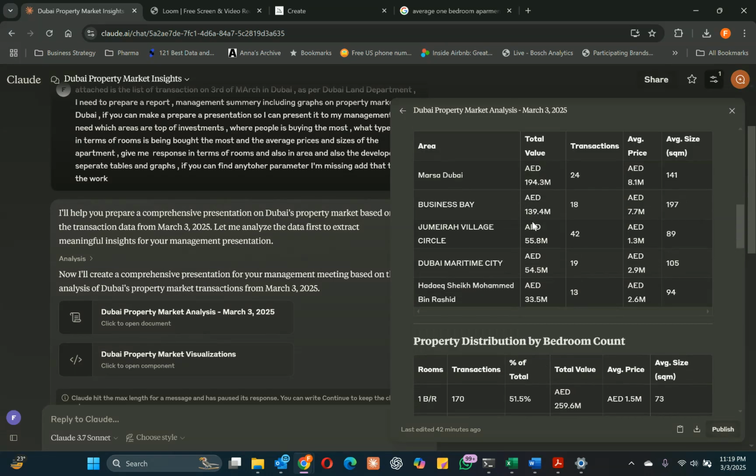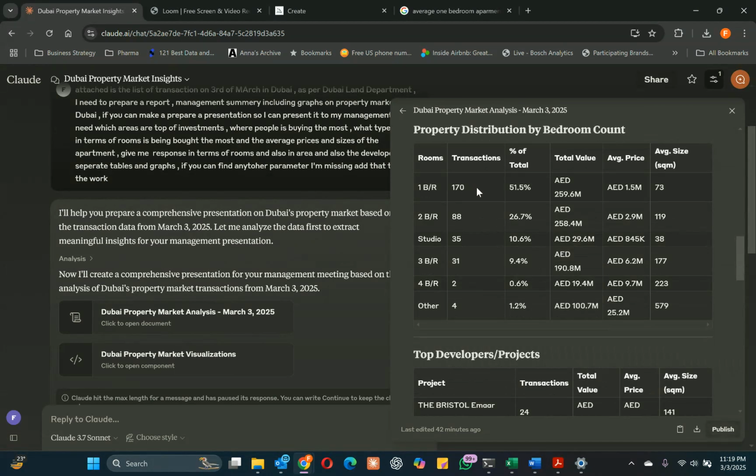I don't know which buildings are coming. Jumeirah Village 55.8, Dubai Maritime 54.4, and it went that way. If you look at the bedroom counts, one bedroom dominated, as it already said, 51.5%, and the total transaction value is 259.6 million dirham. An average price of about 1.5 million dirham. Average size is 73 square meters.